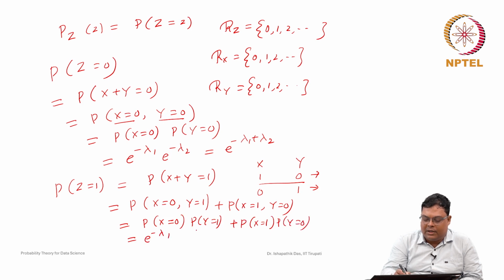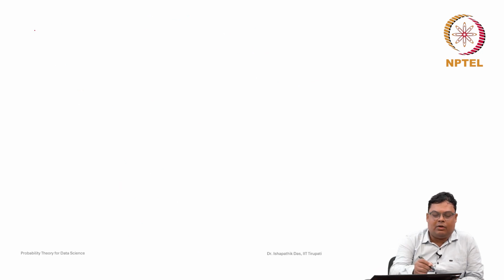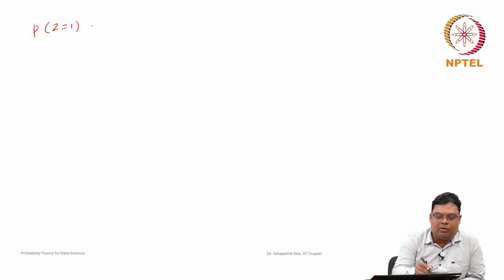This is e to the power of minus lambda 1 and this is e to the power of minus lambda 2 into lambda 2, and again plus e to the power of minus lambda 1 into lambda 1 into e to the power of minus lambda 2. So, here you can see that what we are getting finally, this is equal to probability that z is equal to 1. So, this is nothing but e to the power of minus lambda 1 plus lambda 2, this is lambda 1 plus e to the power of minus lambda 1 plus lambda 2 lambda 2.